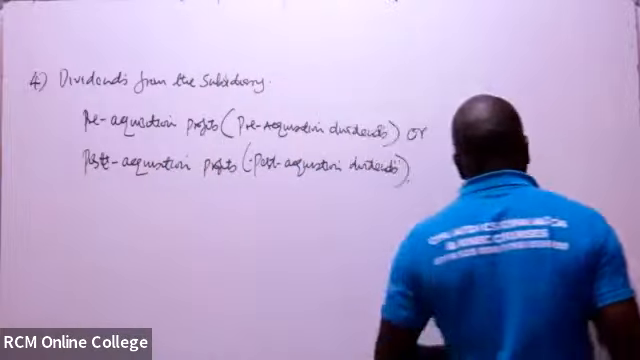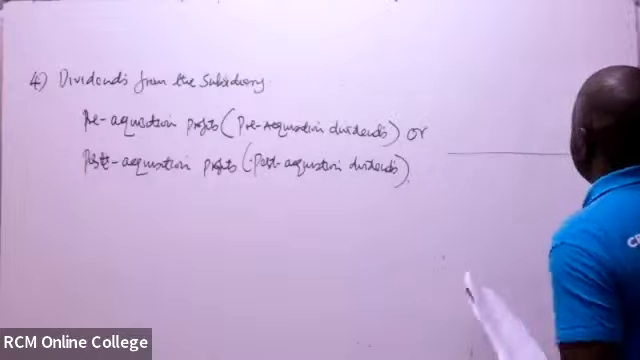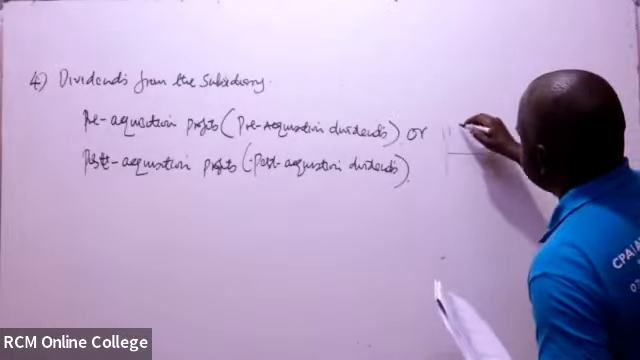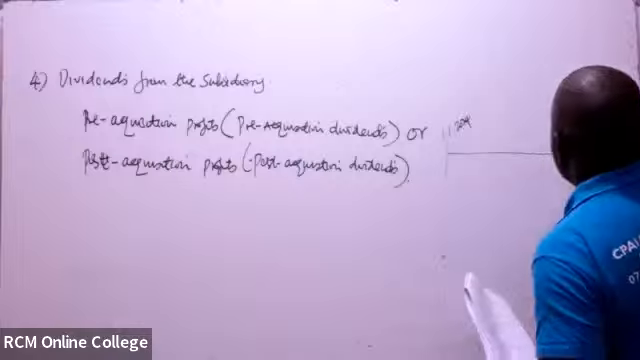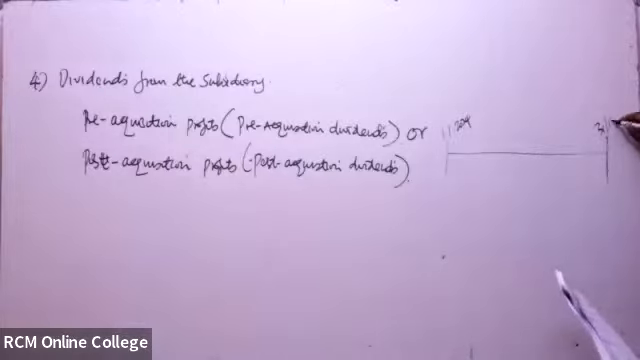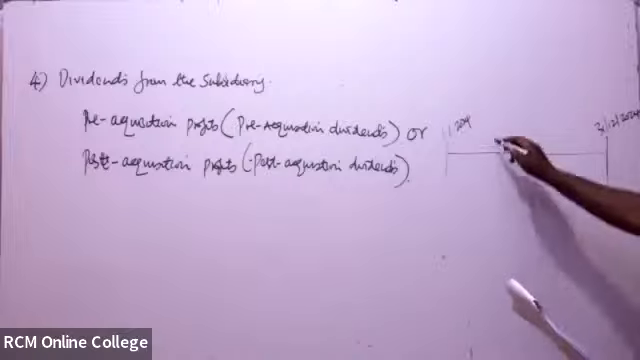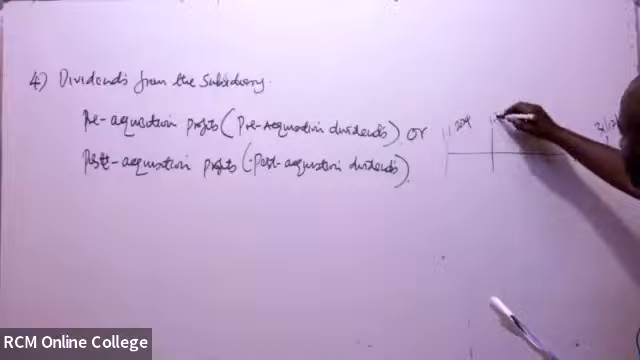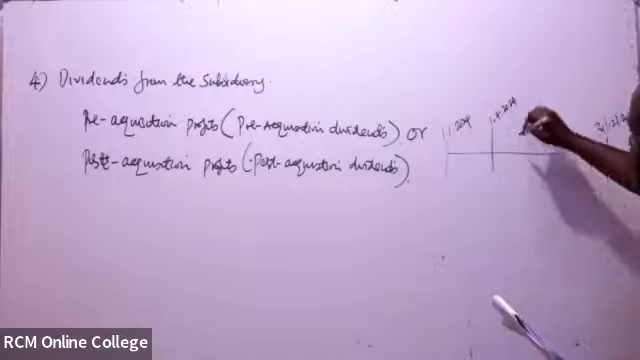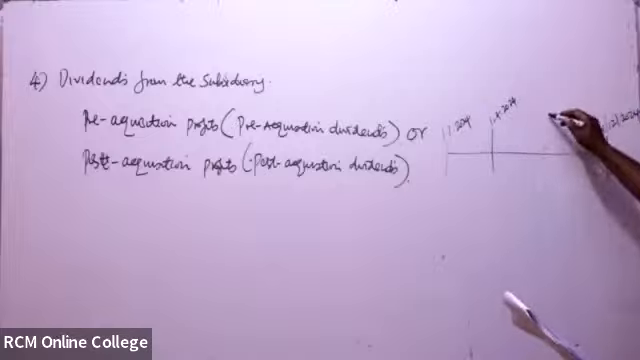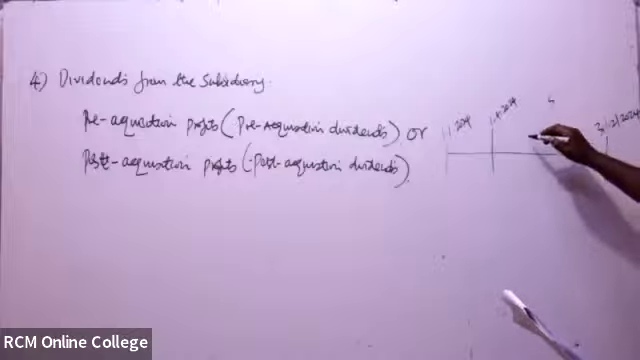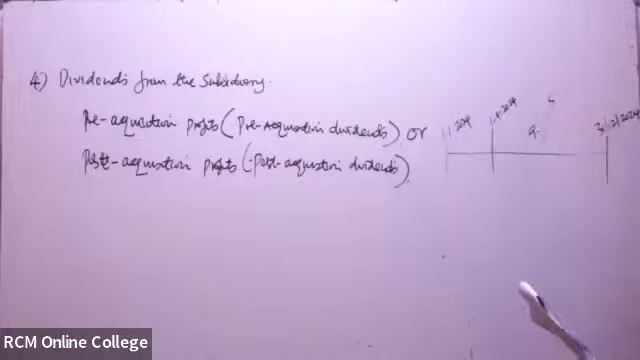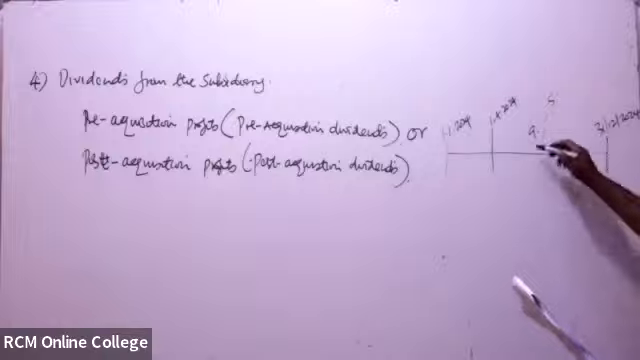So there can be a scenario whereby, for example, we have the whole year. So 1st of January 2024, we have 31st of December 2024. So the subsidiary can actually be acquired here. Maybe it can be acquired on Fool's Day, 1st of April 2024. So it means this particular subsidiary has only existed for how many months? 9. Yes, 9. So 9 out of 12.